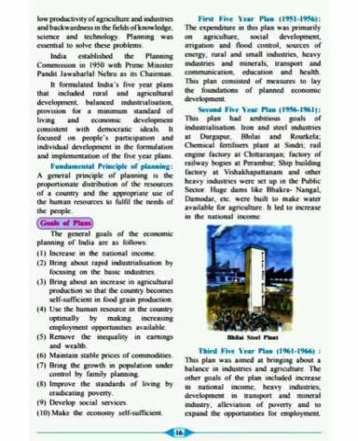Now, after all of these points were kept in mind, the first 5-year plan was created. The 5-year plan was from 1951 to 1956. The expenditure in this plan was primarily on agriculture, social development, irrigation and flood control, sources of energy, rural and small industries, heavy industries and minerals, transport and communication, education and health. So all of these points were taken into consideration.